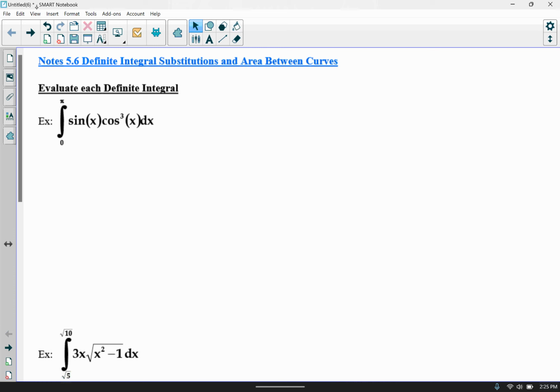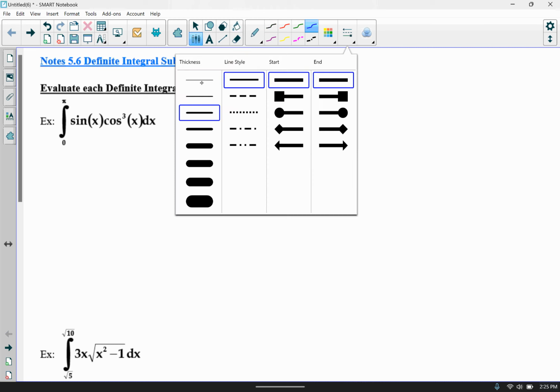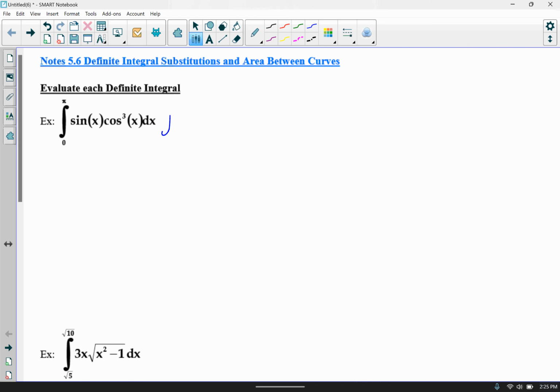All right, so with that said, looking at this problem here, I want to evaluate from 0 to pi of sine x cosine cubed x. Now remember, as we've talked about before, we can rewrite this as the integral from 0 to pi of sine x times cosine x all cubed dx. So this cosine cubed x is the same as cosine of x all cubed.